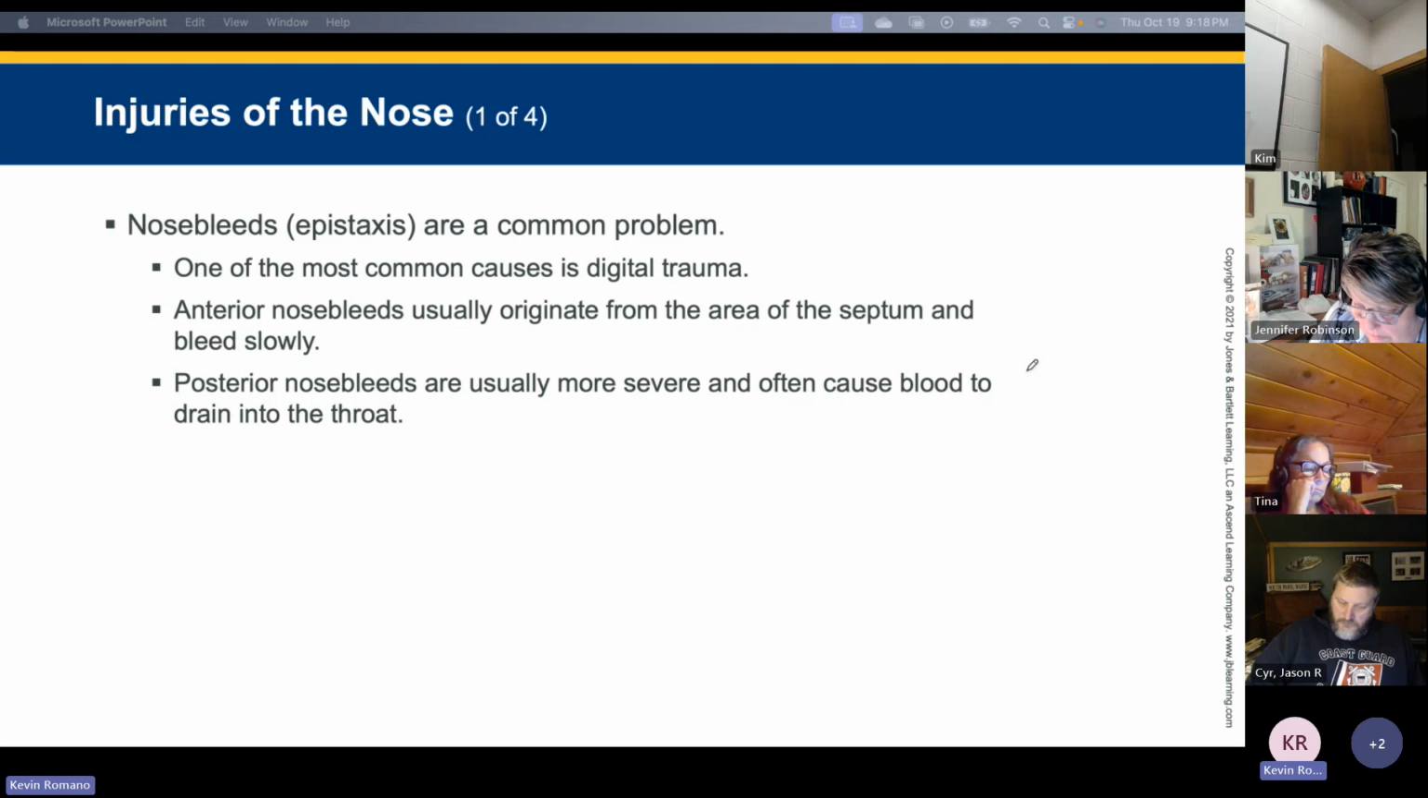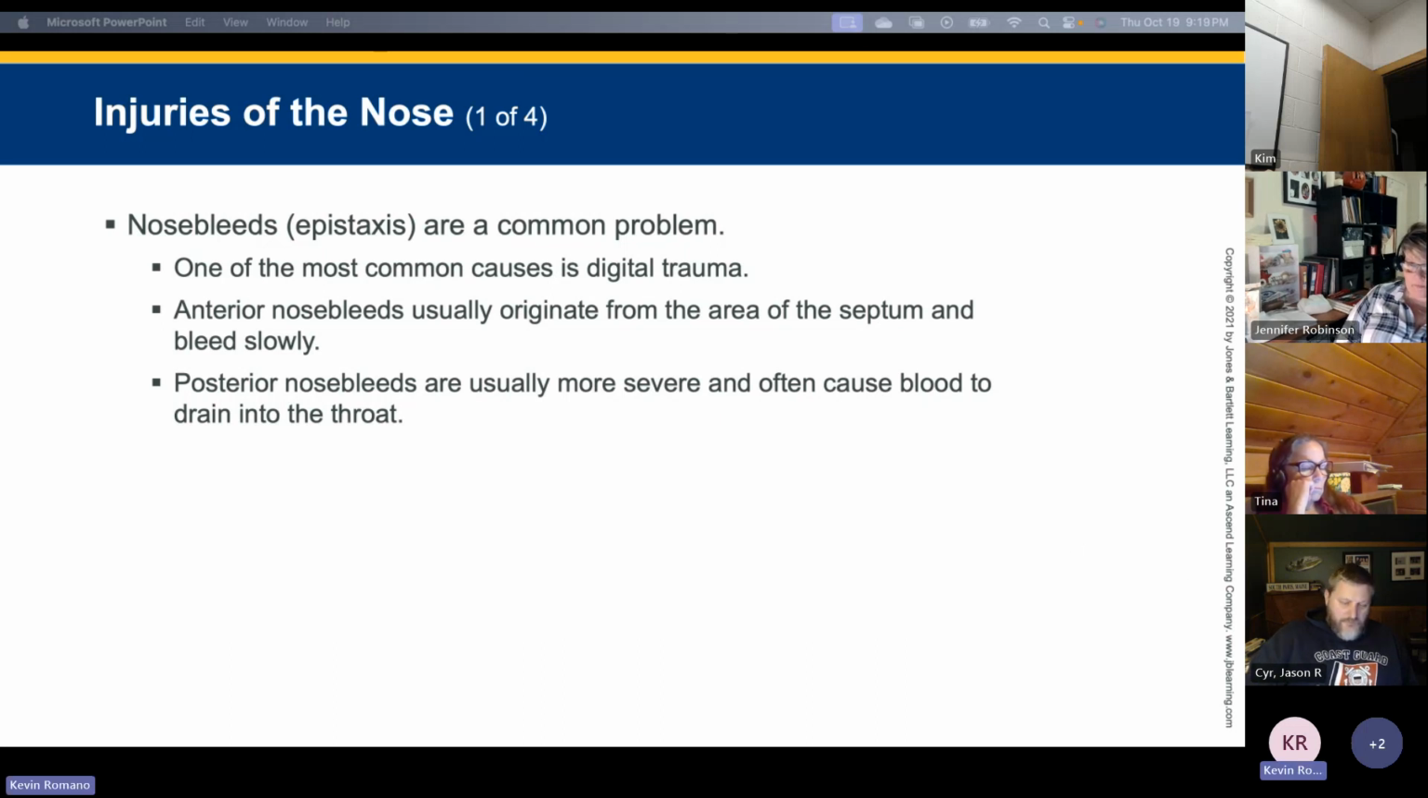All right, epistaxis, nosebleeds, are a very common problem. One of the most common causes is digital trauma, picking of your nose. Categorized as anterior and posterior epistaxis, anterior nosebleeds usually originate from the area of the septum and bleed fairly slow. Posterior nosebleeds are usually more severe and often cause blood to drain into the patient's throat.